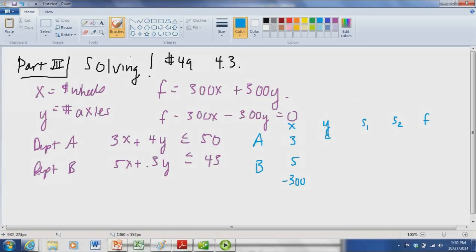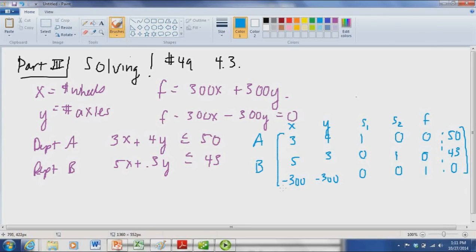Y is 4 and 3 and negative 300. S1 is 1, 0, 0. S2 is 0, 1, 0. F would be 0, 0, 1. And our constraints are 50, 43, and 0. Let's close everything up. We have set this up. Now we need to solve it.